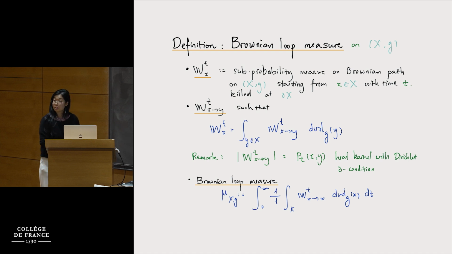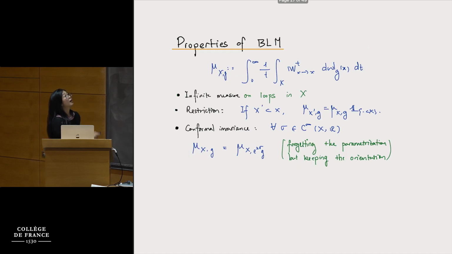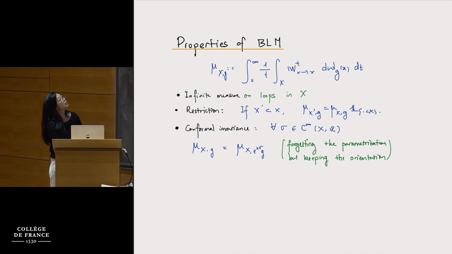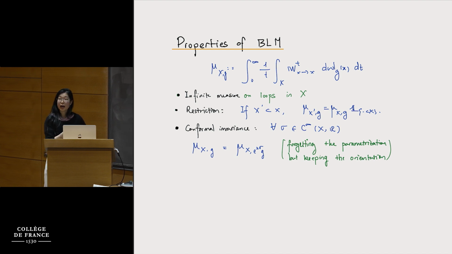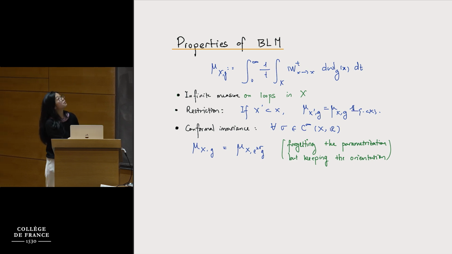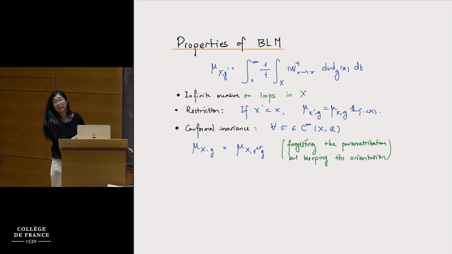So this is an infinite measure on loops. And the remarkable property about this is probably this one, the conformal invariance. If I look at the Brownian loop measure defined with the metric g and the Brownian loop measure defined with exponential 2 sigma g, upon forgetting its parameterization and forgetting its starting point, then you get two infinite measures that are the same. And that's really thanks to this factor 1 over t in front of it.